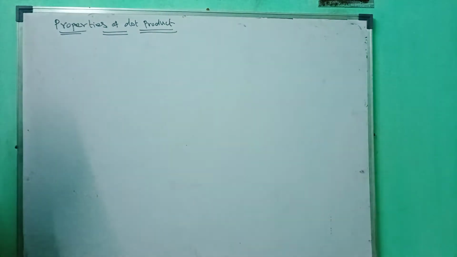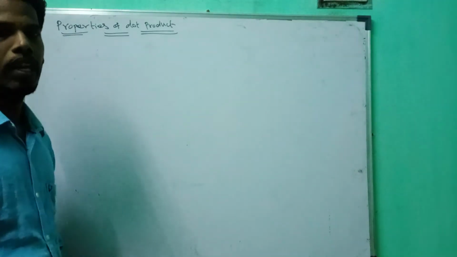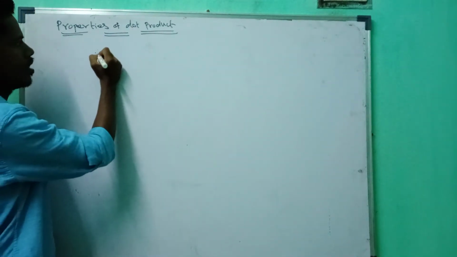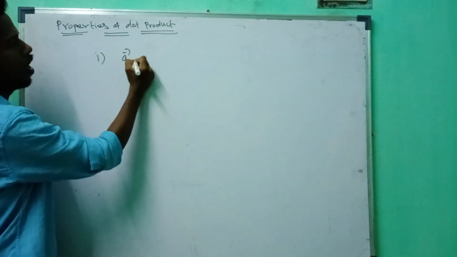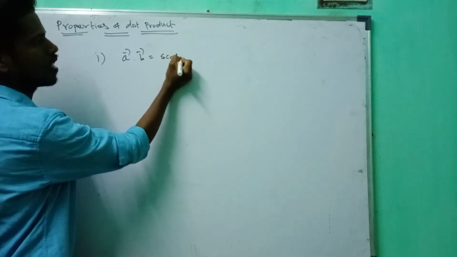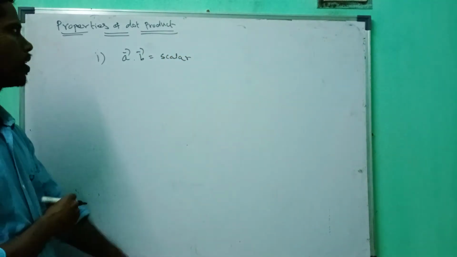The first property is that a vector dot b vector will be equal to a scalar. I am going to explain. The first one is a vector dot b vector. It is always a scalar. I give an example for that.